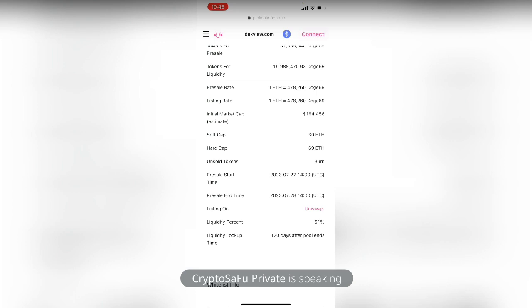But if they get to sell 30 Ethereum or above, any amount, even if they don't reach this hard cap, they can launch. But if they reach this hard cap, it means that they have to stop selling the token. So if it reaches this hard cap, the pre-sale will automatically close.